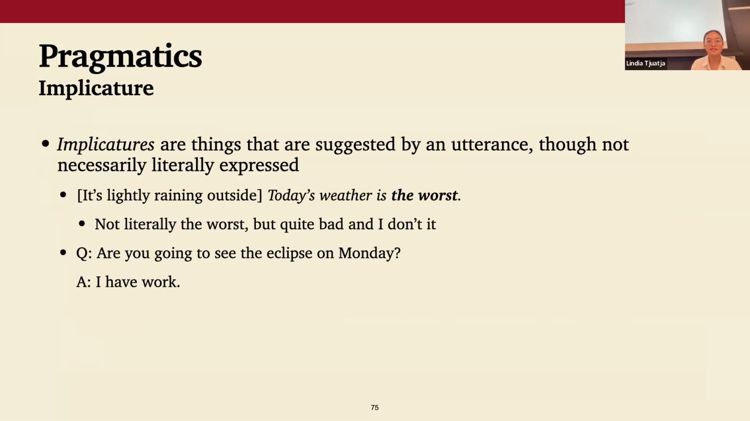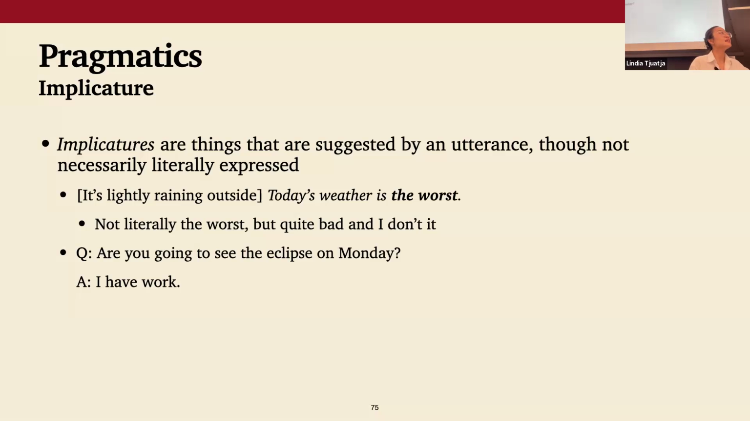Another concept is implicature. In semantics, we talked about entailment, something that must necessarily be true if I had done something before that. But implicatures are slightly different. These are things that are suggested, but not necessarily literally expressed. So if it's lightly raining outside, cloudy and kind of gross, I can say, oh, today's weather is the worst. I don't actually mean that it's literally the worst. It could be a lot worse, but I'm basically implying that it's bad and I don't like it. I have a distaste for it. But that's not actually what's present in the thing I said.